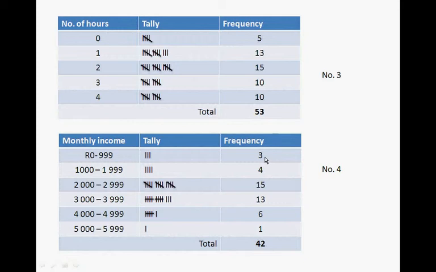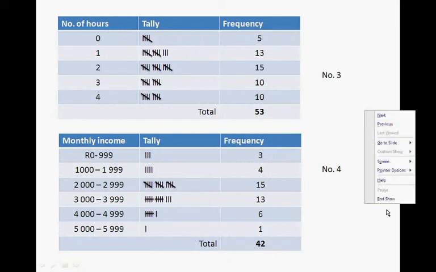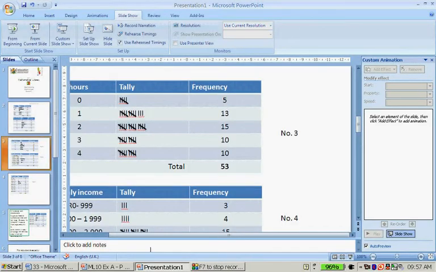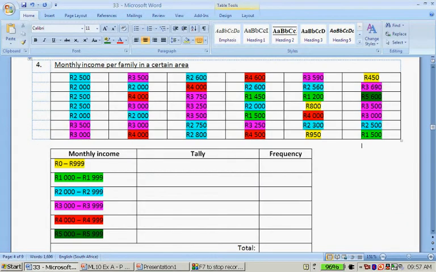There were 3 of 0 to 999, 4 between 1,000 and 1,999, between 2,000 and 2,999 is 15, between 3,000 and 3,999 there were 13 values, between 4,000 and 4,999 is 6, and between 5,000 and 5,999 there was only 1. Right. So that was question number 4.